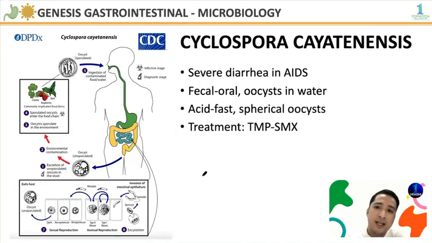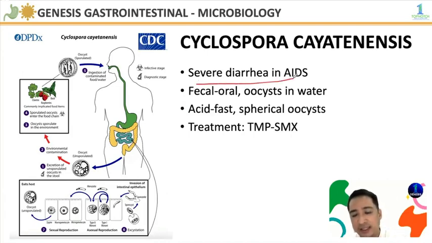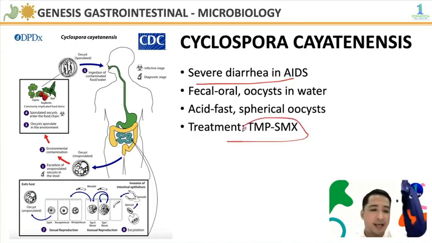Your Cyclospora cayetanensis, another one, can cause severe diarrhea in AIDS through fecal-oral route. The mode of transmission is fecal-oral route, or ingestion of oocysts in water. Just like your Isospora, this is acid fast, and the treatment of choice is your TMP-SMX, cotrimoxazole.